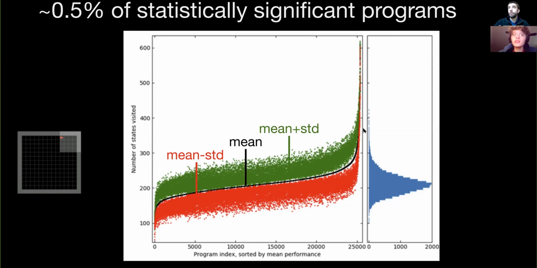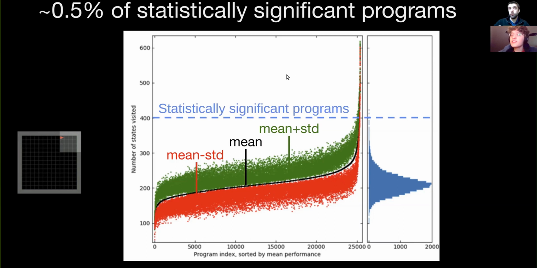However, we do find a tail of around 0.5% of statistically significant programs. These programs perform significantly better than this large chunk of random programs down here, and they also lead to good exploration in the domain.